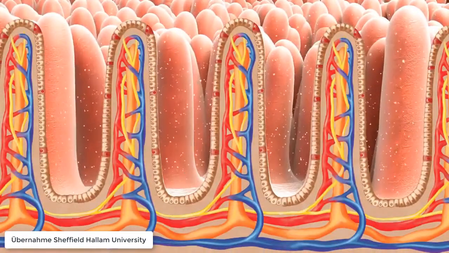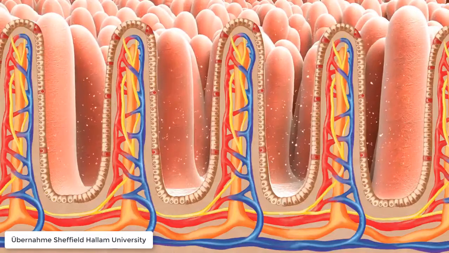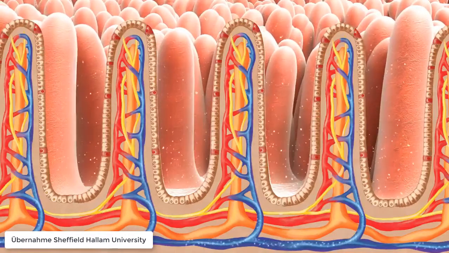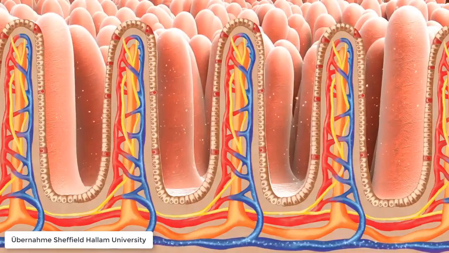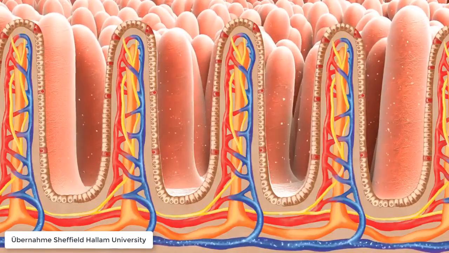Looking closer at these villi, you can see they have a rich blood supply and they are covered in a thin layer of epithelial cells. The aspirin molecules will work their way through the epithelial cells and into the bloodstream, where they are carried around the body.